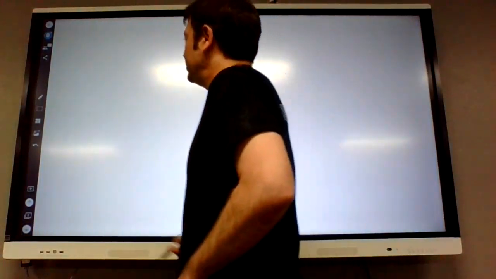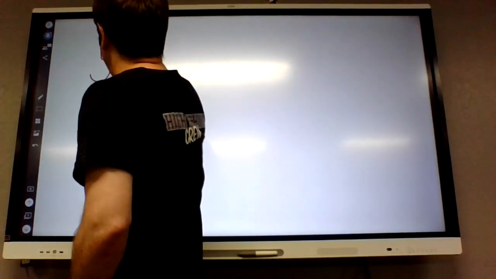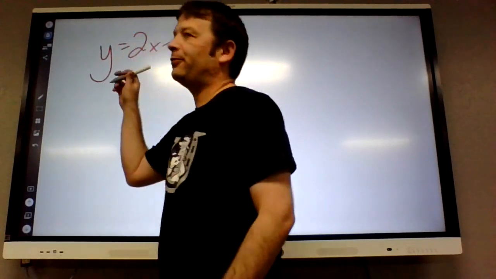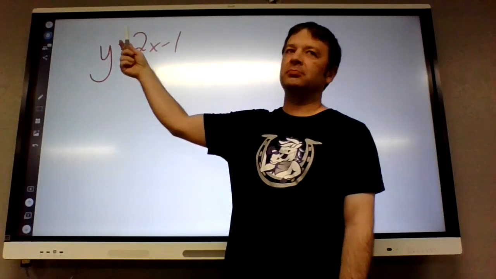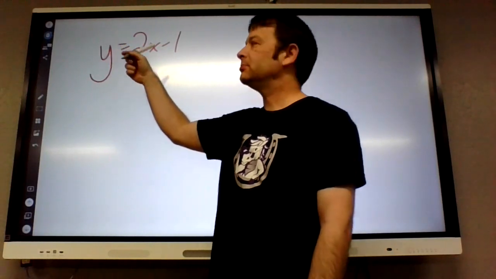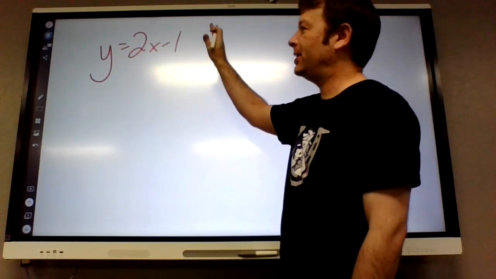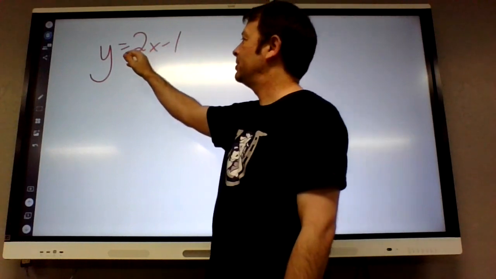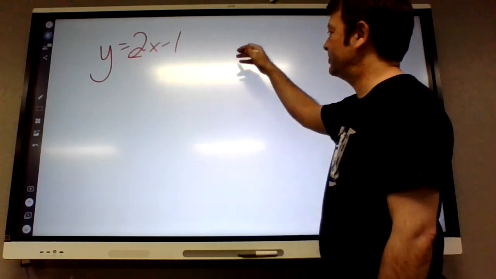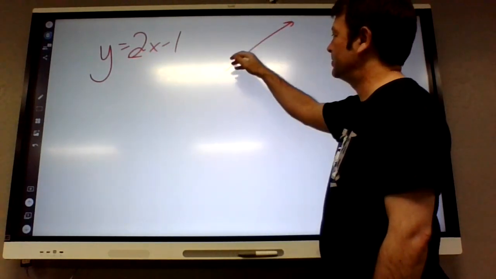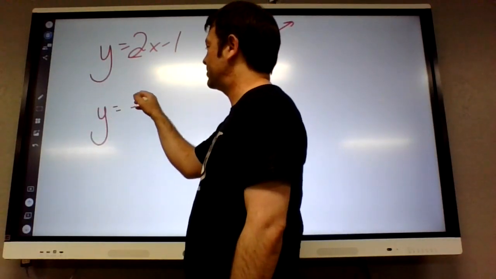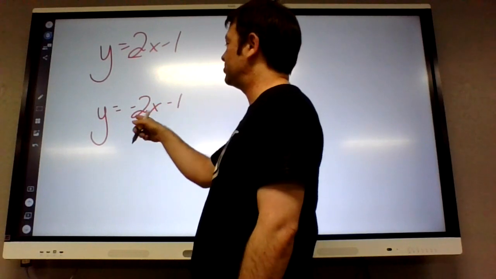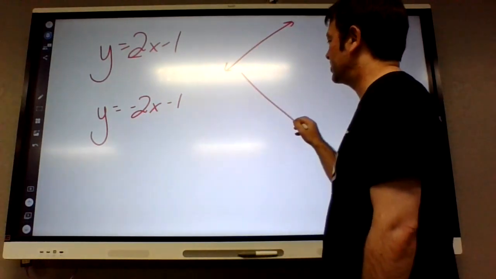Okay, so you guys know if we were to graph an equation like this, what would it look like? The shape would be a line, and because the slope is positive, it would be going up, right? And what happens if we make that front number a minus 2? The slope would be going down.